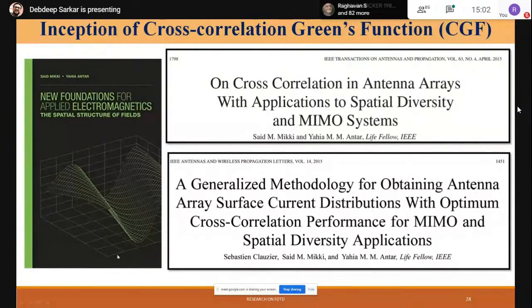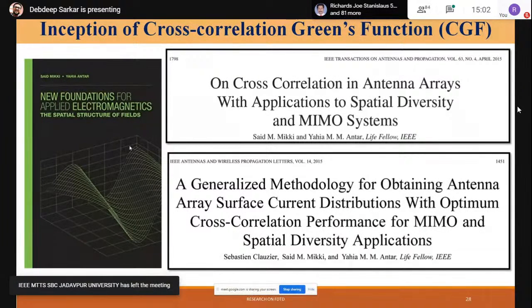And also, not on this specifically, but a general book that had a small chapter on this part is New Foundations for Applied Electromagnetics: The Spatial Structure of Fields. It was published, I think, back in 2016 or so. It is a fundamentally rich book, and it gives a lot of open threads and new directions for research problems.